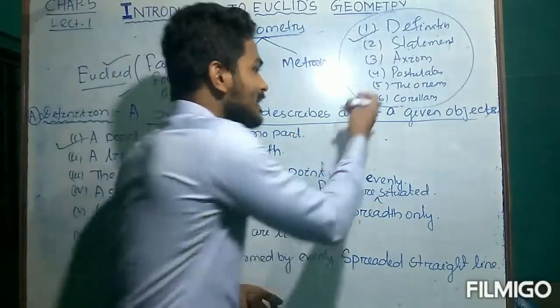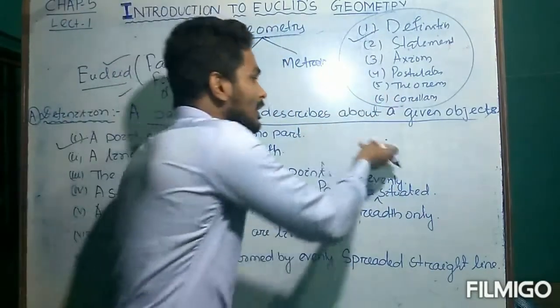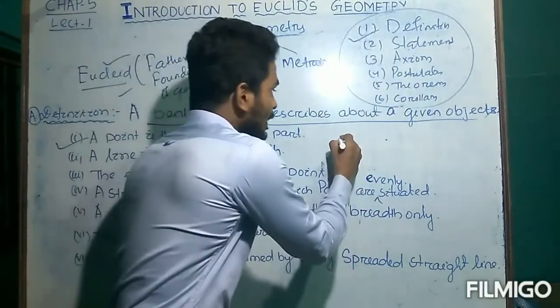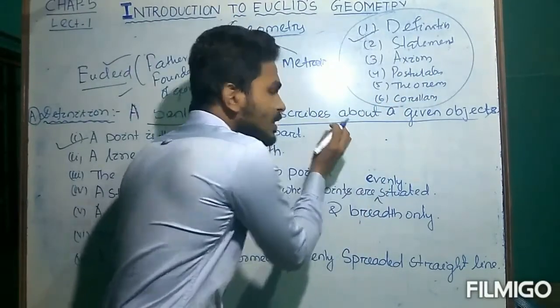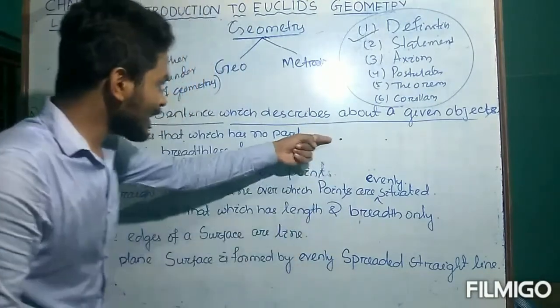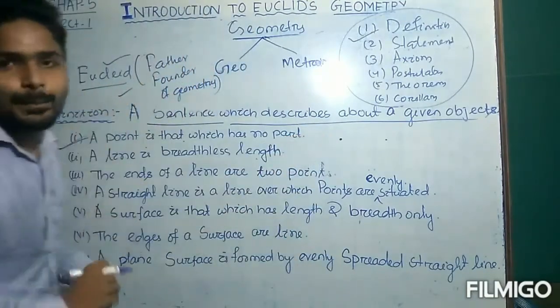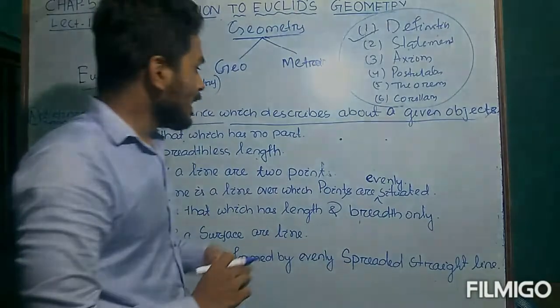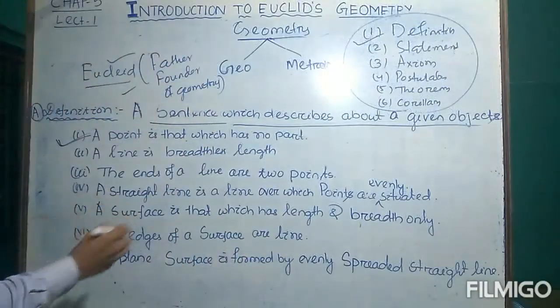Nothing means it has neither length nor breadth. Okay, a point is a very minimized portion. It has neither length nor breadth. So this is the explanation of a point. And now coming to the second example.